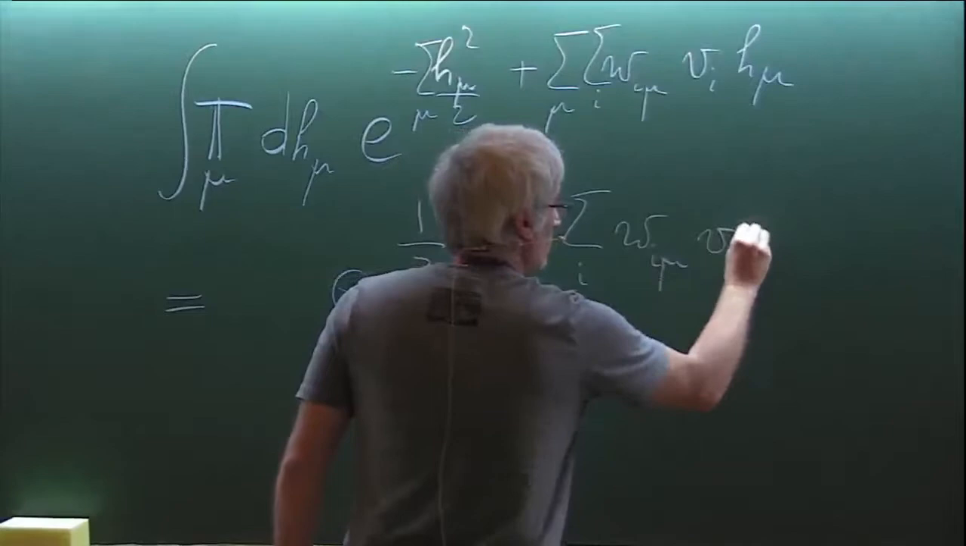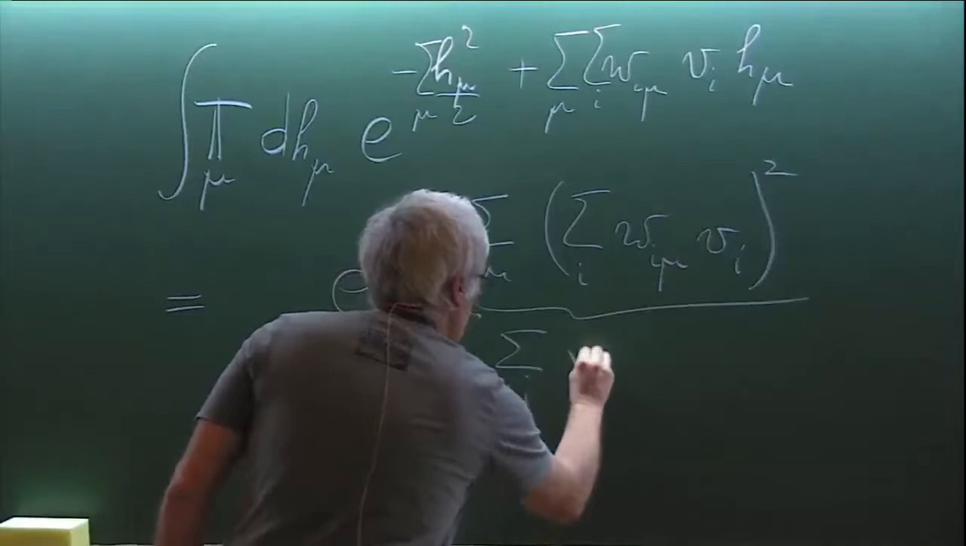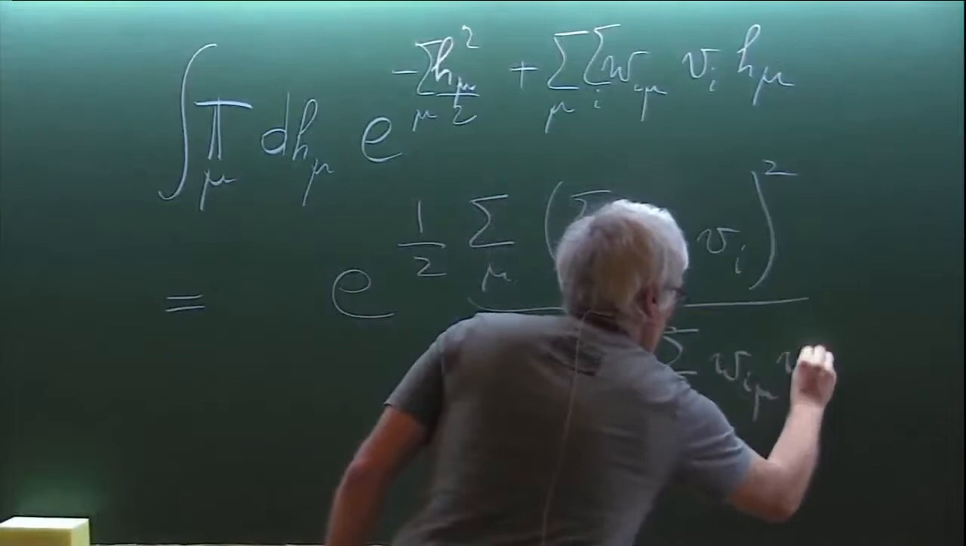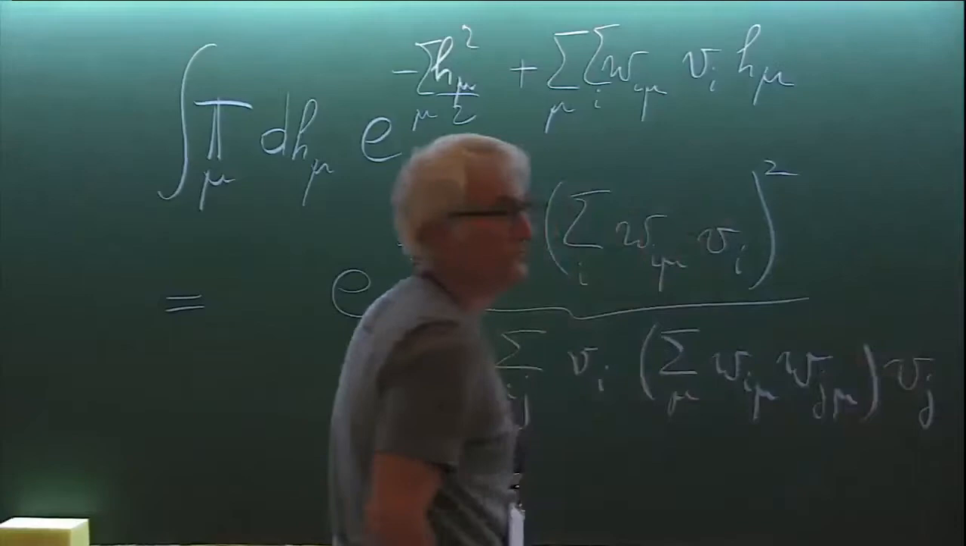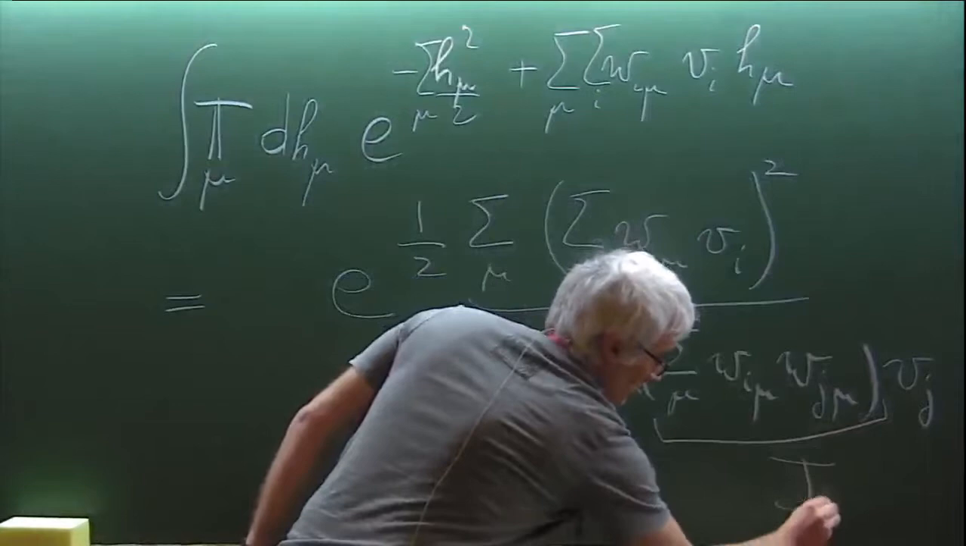Right? So let me expand this sum here. And you see that this thing here is equal to sum of a I and j, the I, sum of a mu, wi mu, wj mu, vj. So what do we recognize here? We recognize a model with pairwise interaction between the visible units with effective couplings jij, which are given by this expression.